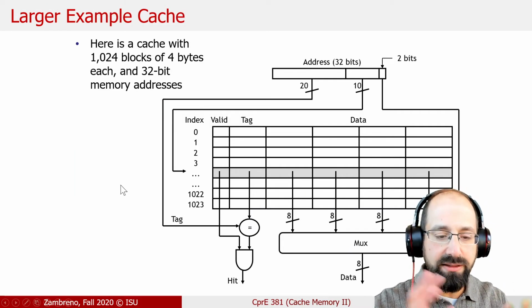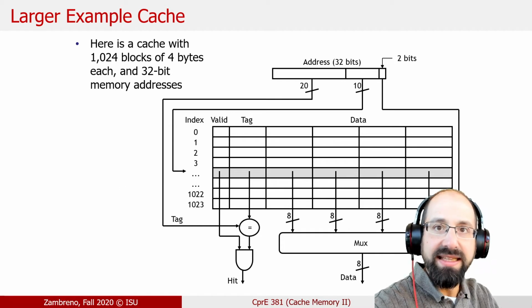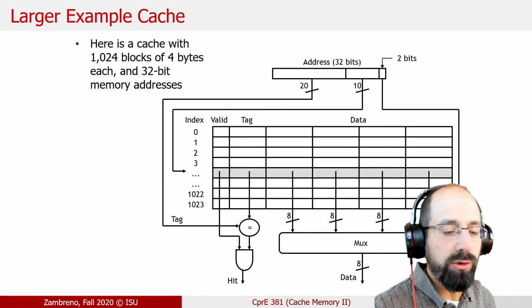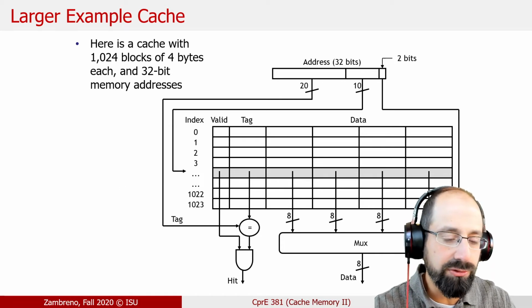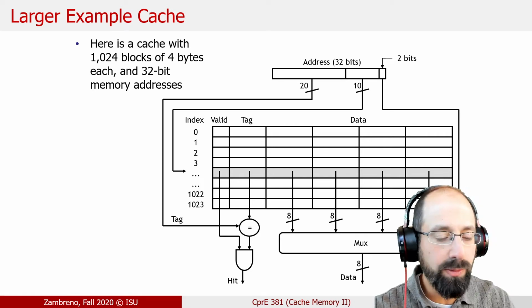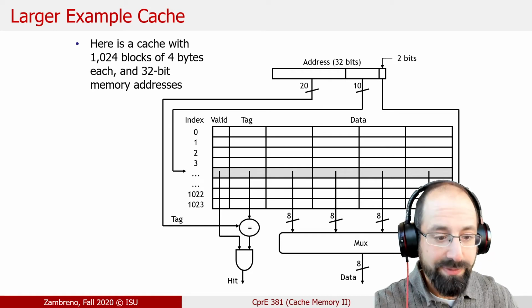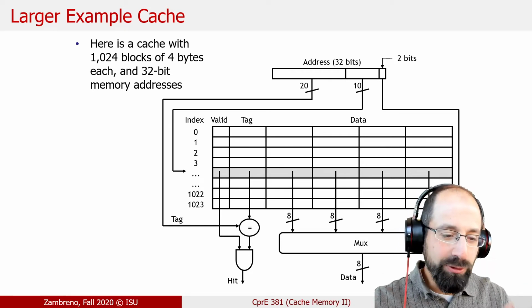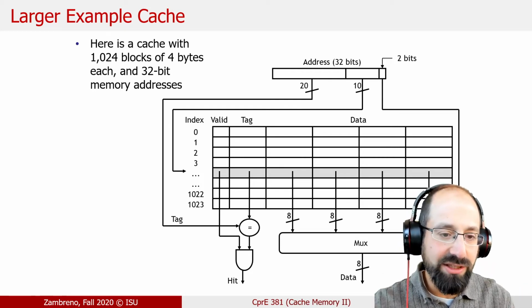So when we take that sort of toy example and make it a little bit more realistic, here's a 4 kilobyte cache, which is much closer to what a real cache would look like in terms of size. And if we did a 64 kilobyte or 1 megabyte example, it's the same thing, just more rows and more columns of our cache. That's the only difference here, right?